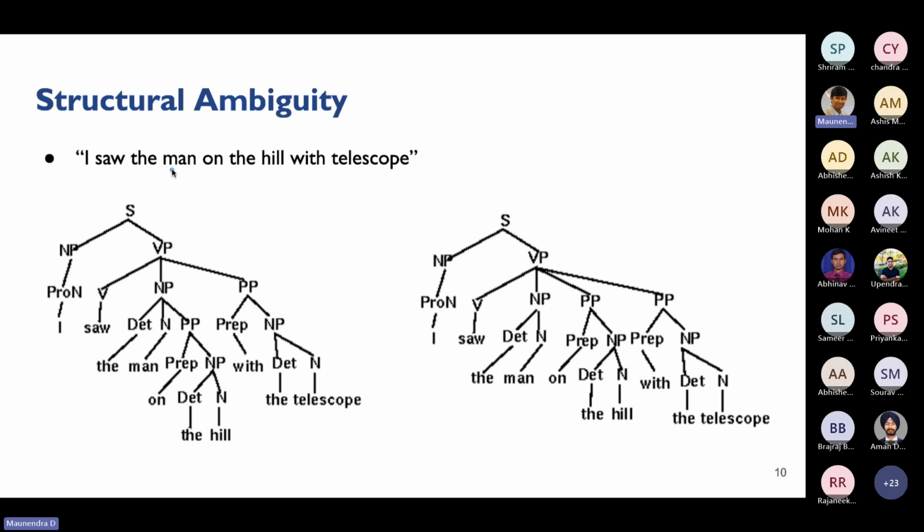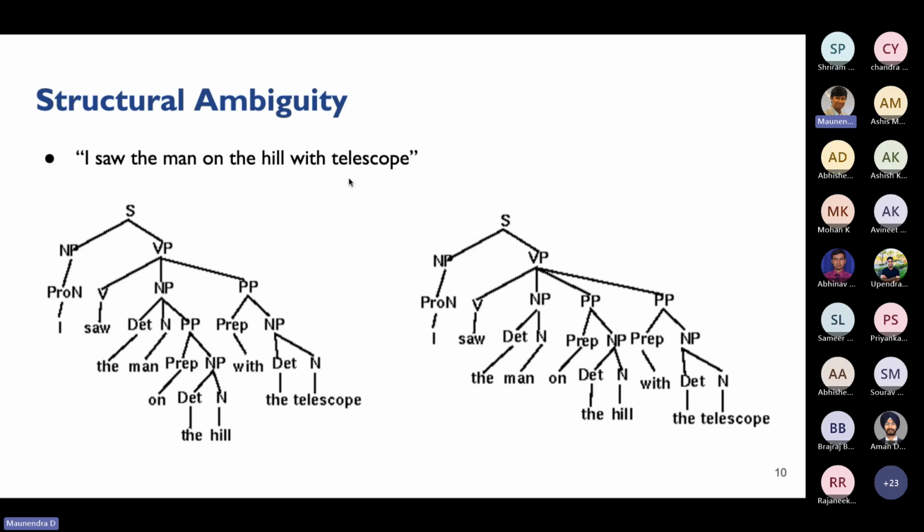One interpretation would be that I saw the man on the hill and the telescope was the instrument through which I saw. On the other hand, we can have another interpretation which says that I saw the man, who was on the hill, and the man was with the telescope. So that person was carrying a telescope. Both are actually valid interpretations, so we get two different valid parse trees out of this.